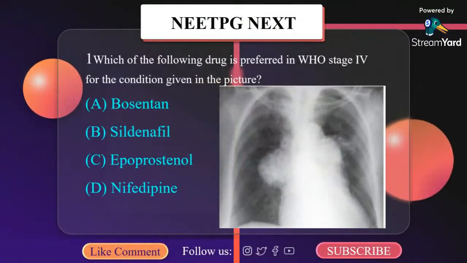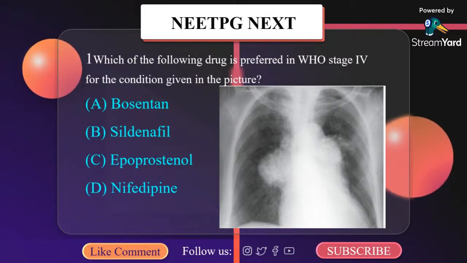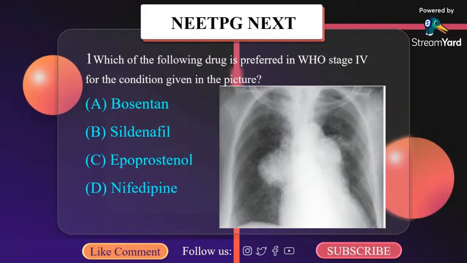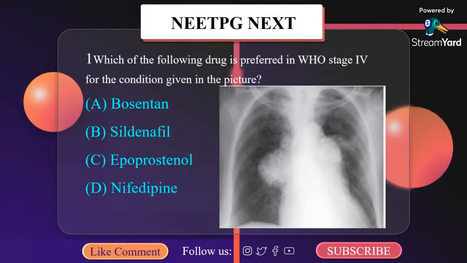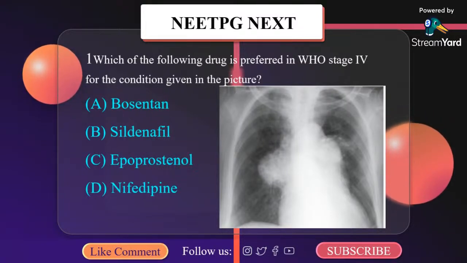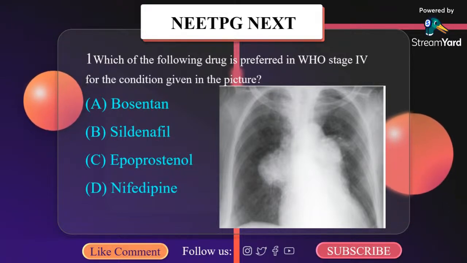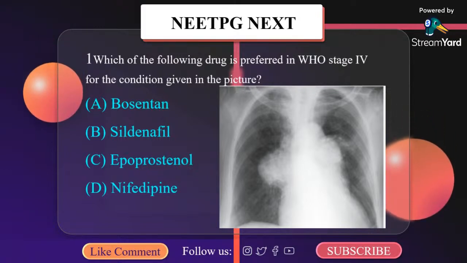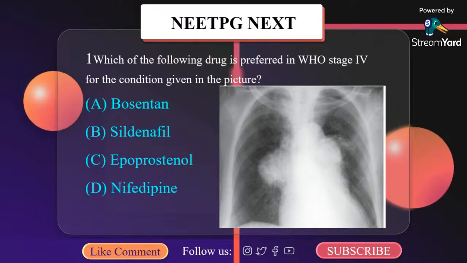Which of the following drugs is preferred in WHO stage 4 for the condition given in the picture? Now look carefully. What is depicted in the picture? Well, here you can see prominent pulmonary arteries in the X-ray, which helps in the diagnosis of PAH, that is pulmonary artery hypertension. For stage 4 pulmonary artery hypertension, drug of choice is IV epoprostenol. So the correct option here is C, epoprostenol.